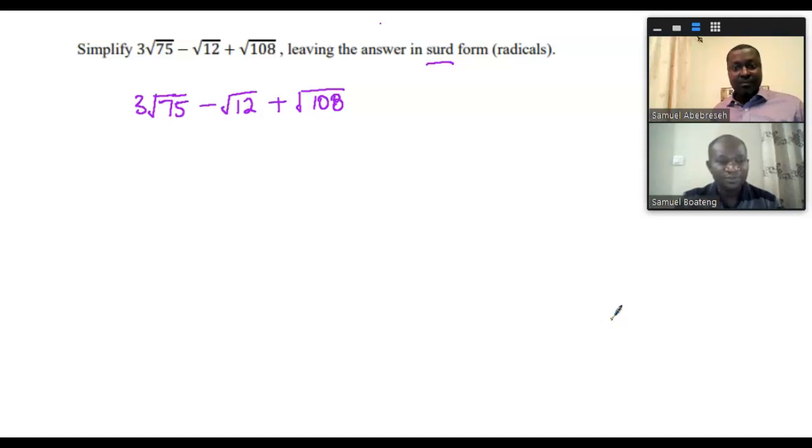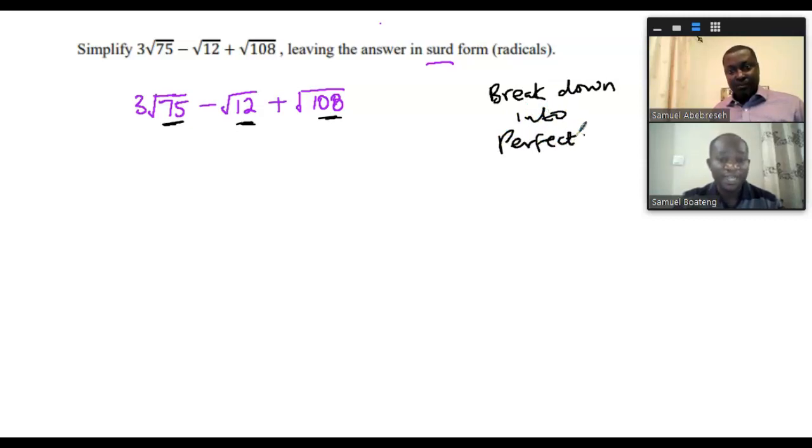Okay, now to solve this question, let's begin by simplifying the numbers under the square root. The surds, we need to break them down. Looking at the numbers, there's no common surd which we can use to add or subtract. That is one of the properties: before you can add or subtract, the surd must be the same. I mean, the number under the square root must be the same.